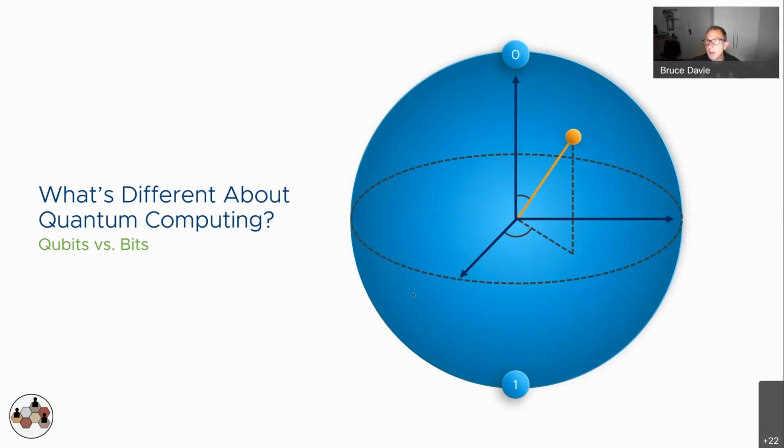So at the very least, all I've told you really so far is that it's very hard to simulate a quantum computer with a classical computer. The bigger question is, can you do anything useful with a quantum computer? And the answer to that is yes, and we'll get there.